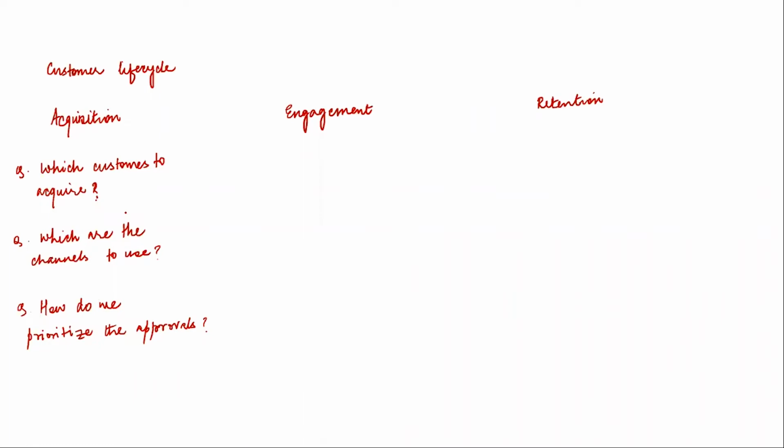How do we prioritize approvals? Like, for example, a lot of people have shown interest, right? So which one should I spend?